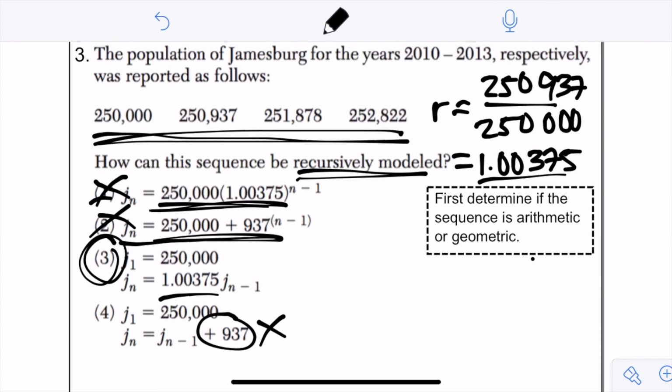Okay, so again, the first thing you want to do is determine if it's arithmetic or geometric, and then from there you want to find the common ratio or the common difference.